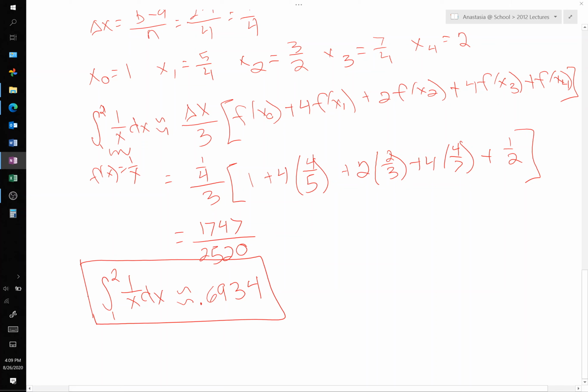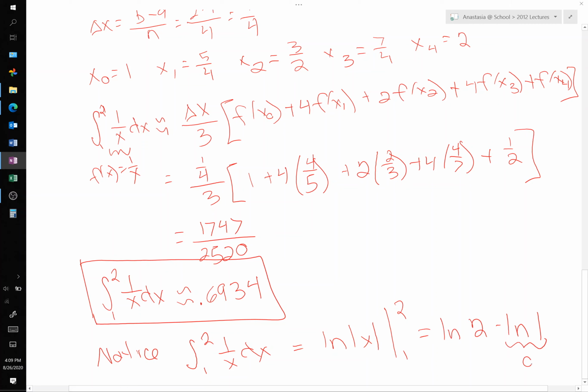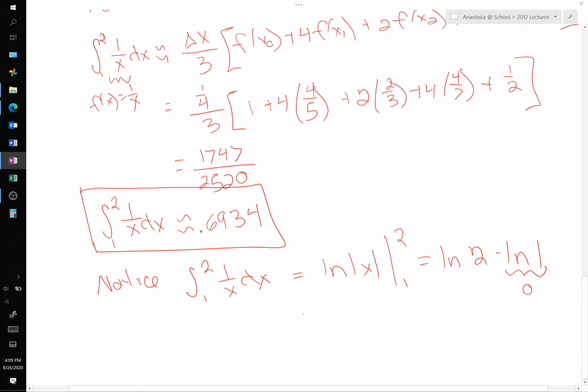Now to figure out what specific value we're approximating, notice that we can actually evaluate this integral from 1 to 2 of 1 over x dx. The antiderivative of 1 over x is the natural log absolute value of x. We're going to evaluate that at 1 and 2. So we get the natural log of 2 minus the natural log of 1, and the natural log of 1 is 0. So this means that the exact value for the integral is the natural log of 2.